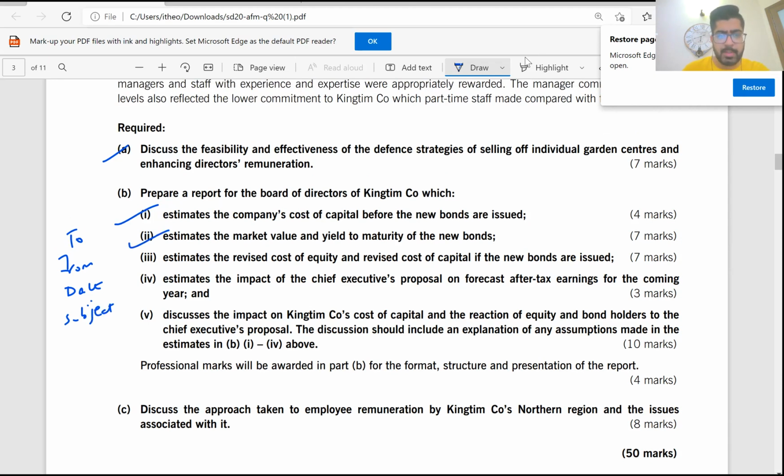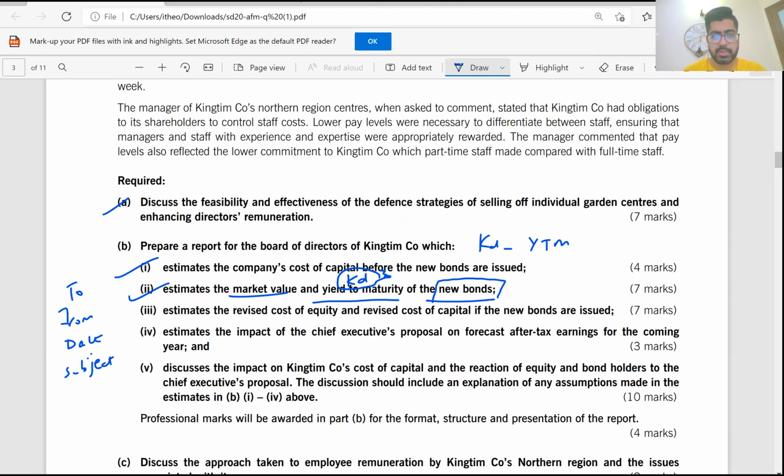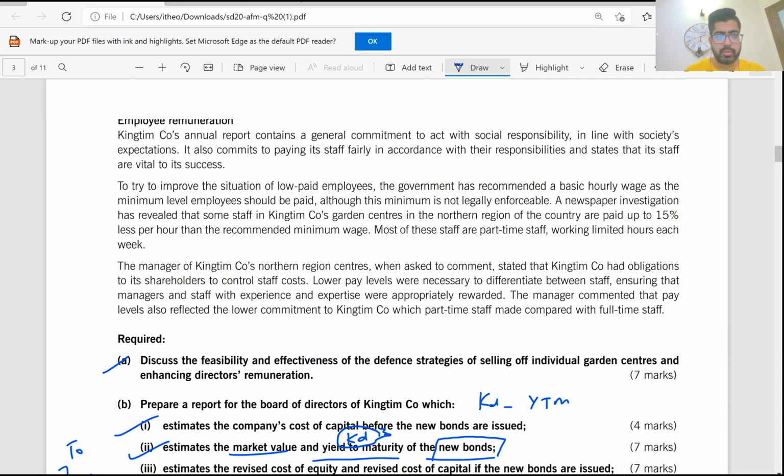Second requirement, estimates the market value and yield to maturity of the new bonds. Now, yield to maturity is an alternate name of KD. So the question is asking you to find market value and the yield to maturity, KD, of the new bonds. We all know that for this, we have to only look at the new bonds. So I am just calculating the market value and yield to maturity of the new bonds.